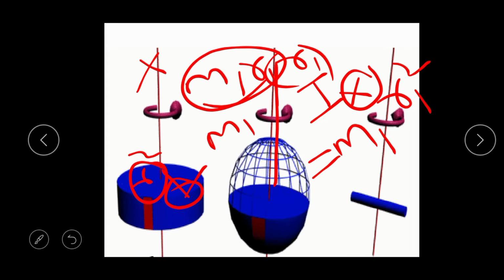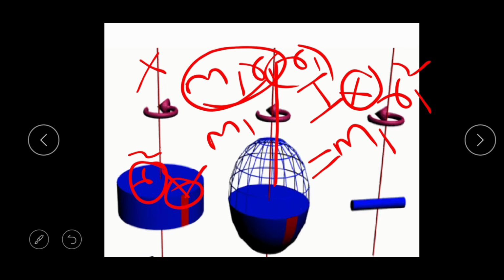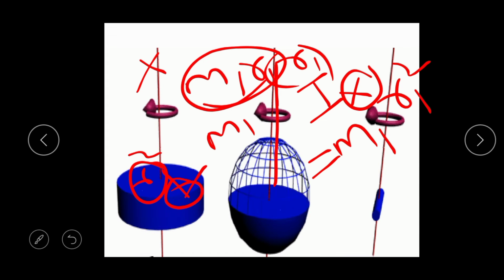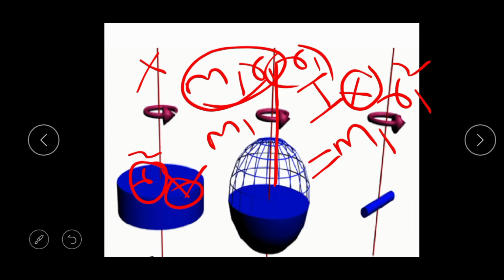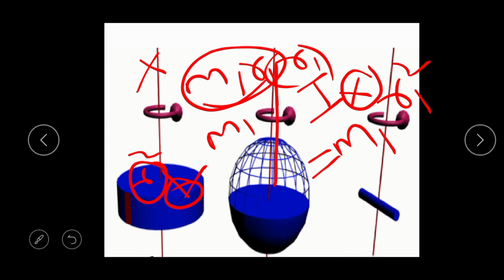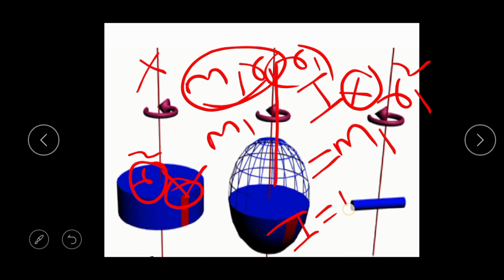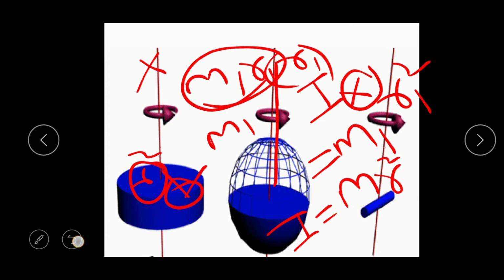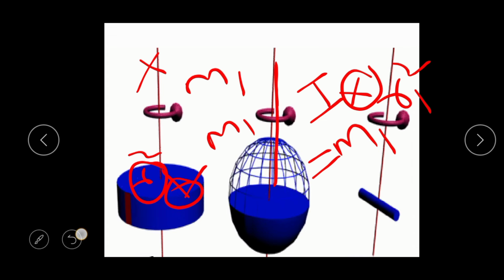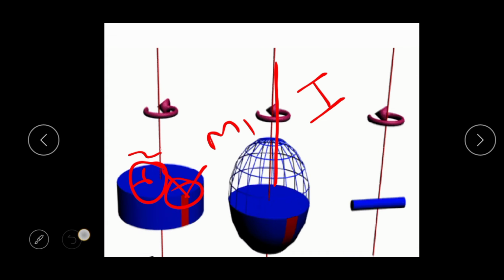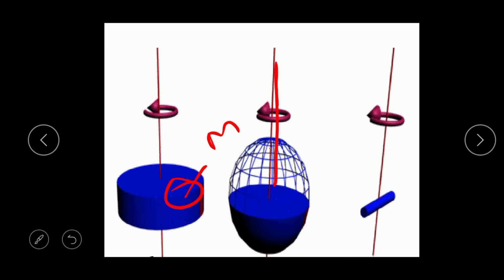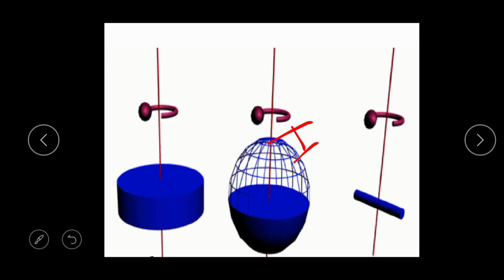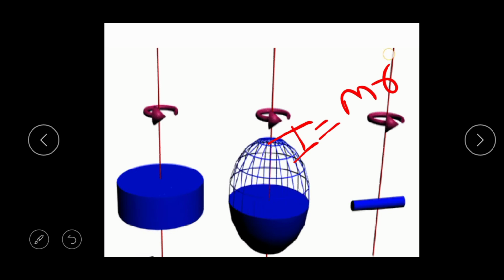It is always obtained by multiplying the mass of each particle of matter in a given body by the square of its distance from the axis. And this I is equal to m r square. So r is nothing but the radius of gyration. What is the radius of gyration? Here you can see what we mean by the radius of gyration. I is equal to m into r square.